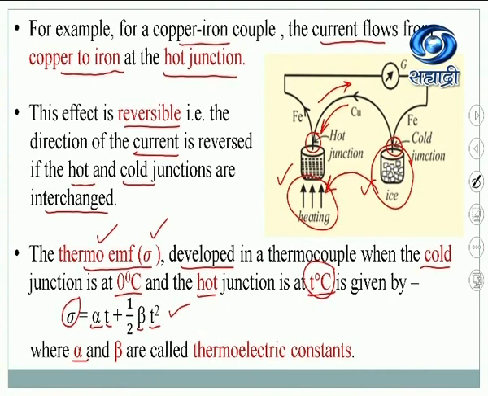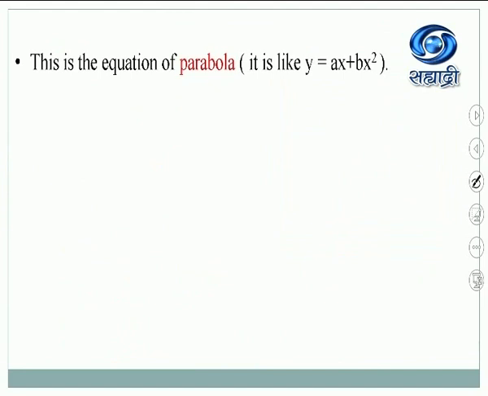What is alpha and beta? Remember, they are constants and they are called thermoelectric constants. Now this equation is the equation of a parabola. What is the equation of a parabola? y is equal to ax plus bx square.